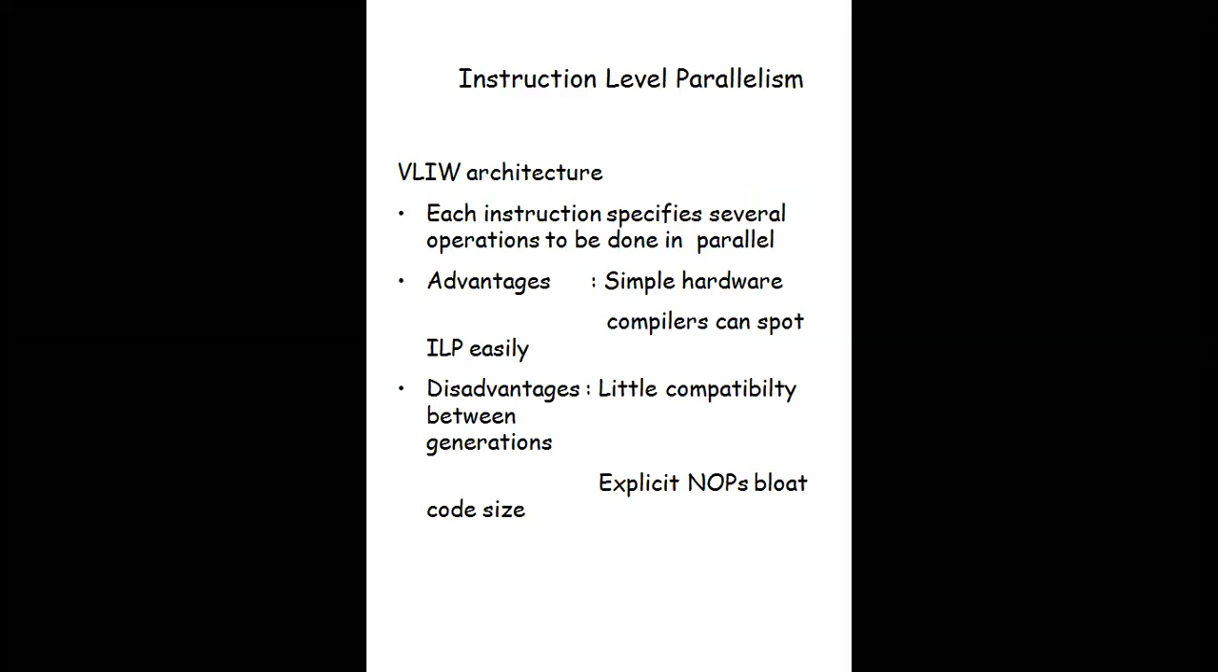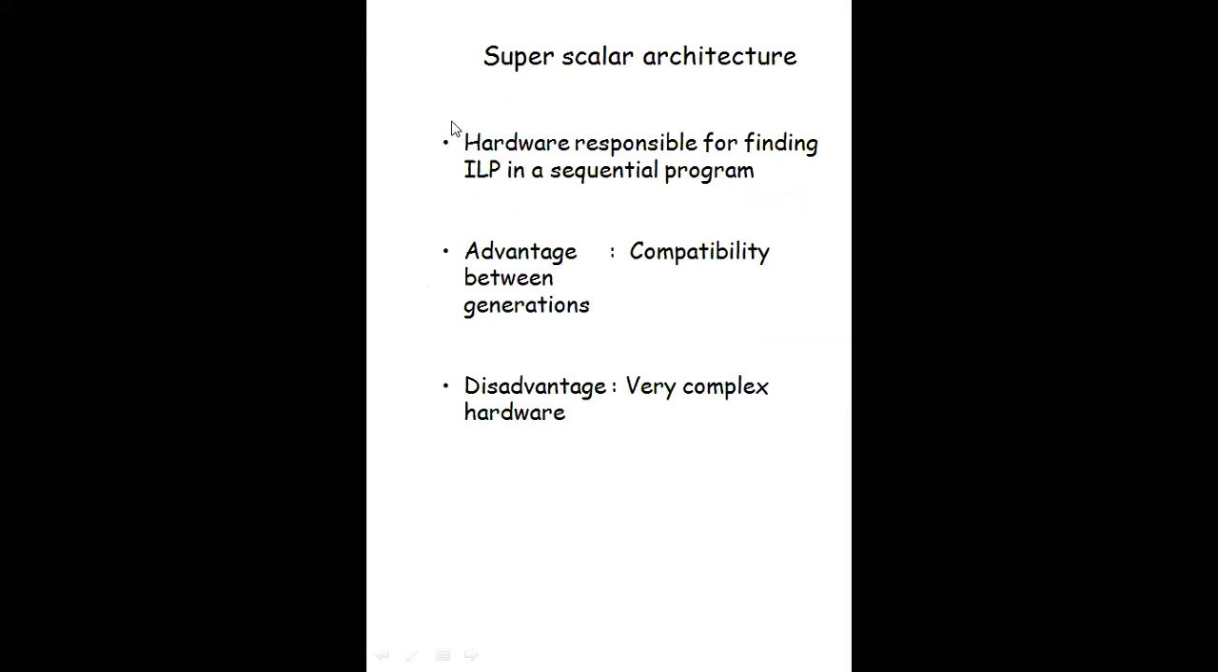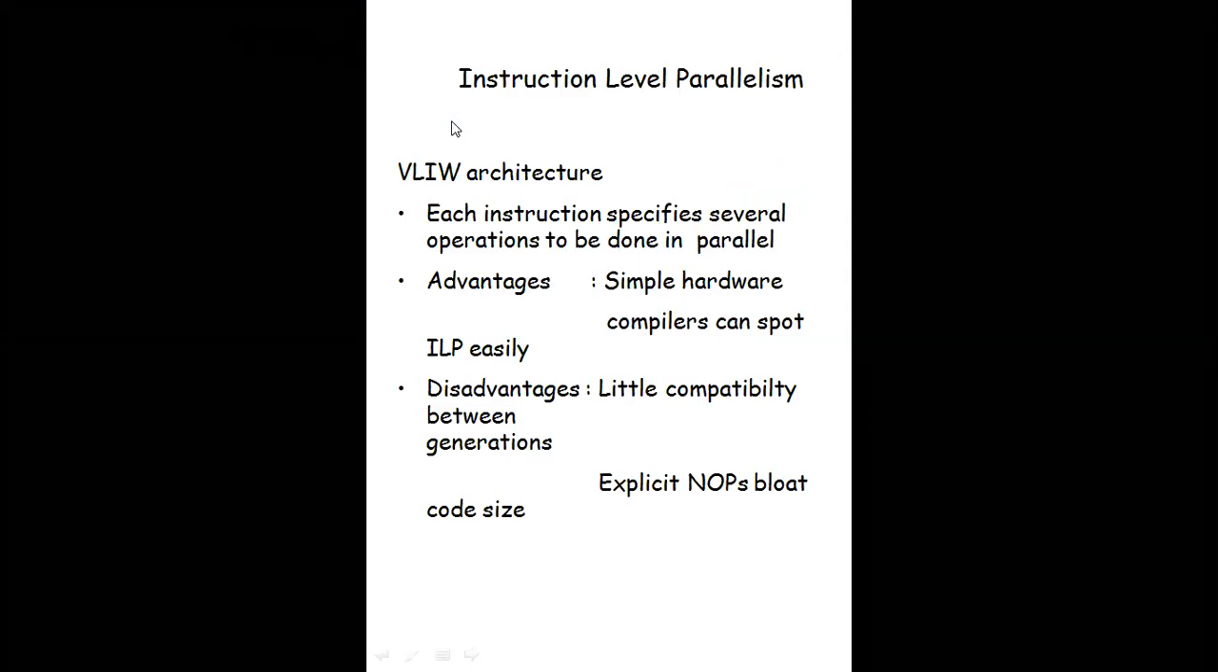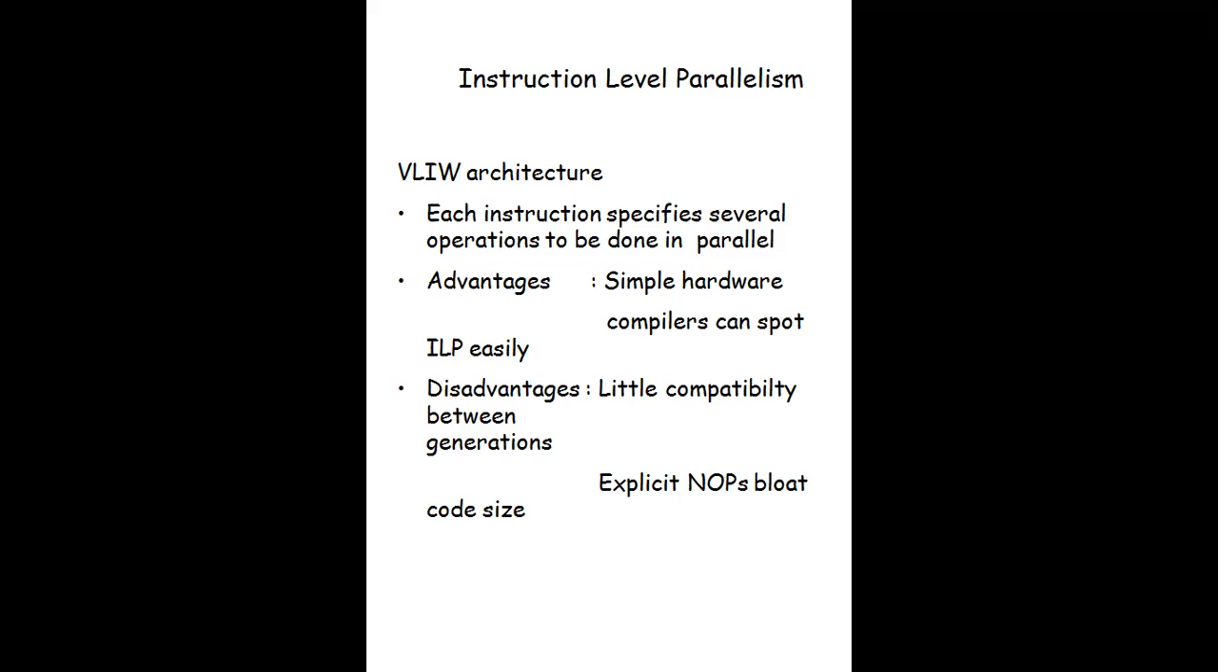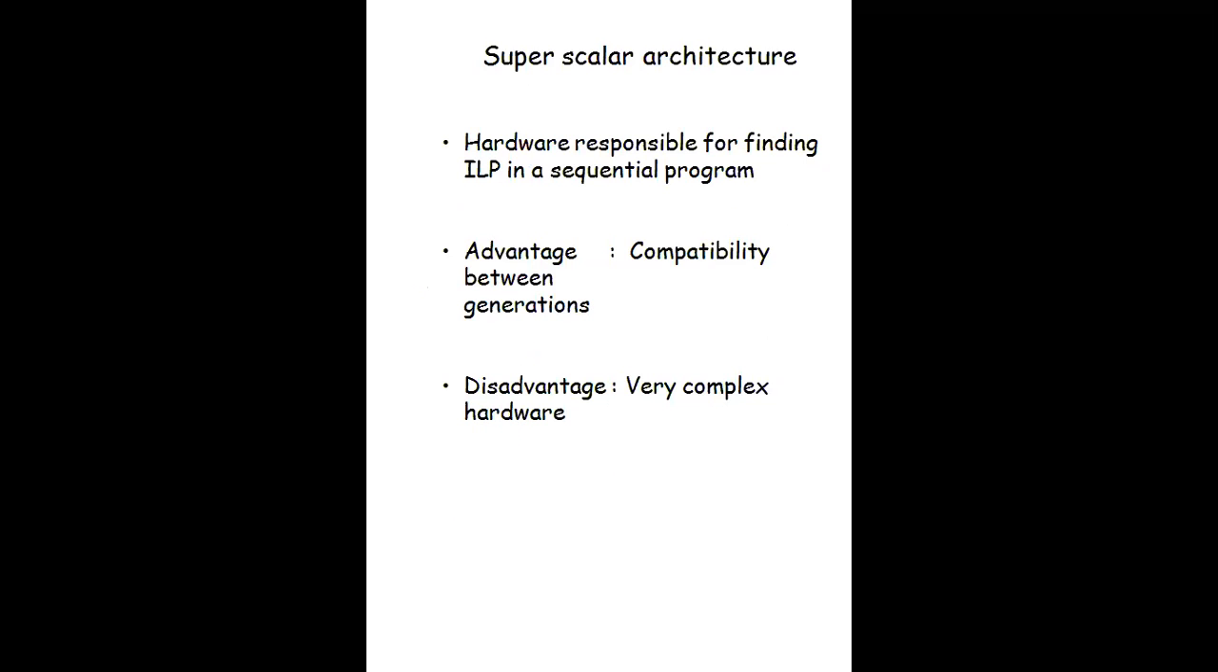Okay, the next thing we need to know about is instruction level parallelism. What about VLIW architectures? Each instruction specifies several operations which have to be done in parallel. The advantages are simple hardware, and compilers which can exploit ILP easily. The disadvantages are little compatibility between generations, and we don't have explicit NOPs, which blocks code size. So this is about instruction level parallelism and VLIW architecture.